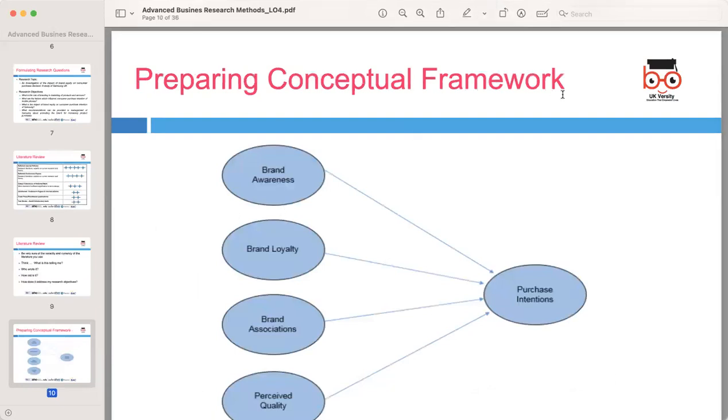Then prepare the conceptual framework: brand awareness, brand loyalty, brand associations, perceived quality, and purchase intentions. A conceptual framework is a tool that helps us understand complex ideas by breaking them down into simpler components. So it consists of a purpose, concepts, variables, relationships, assumptions, and scope. By using a conceptual framework, we can organize our thoughts, collect data, and gain deeper insight into the subject we are studying.